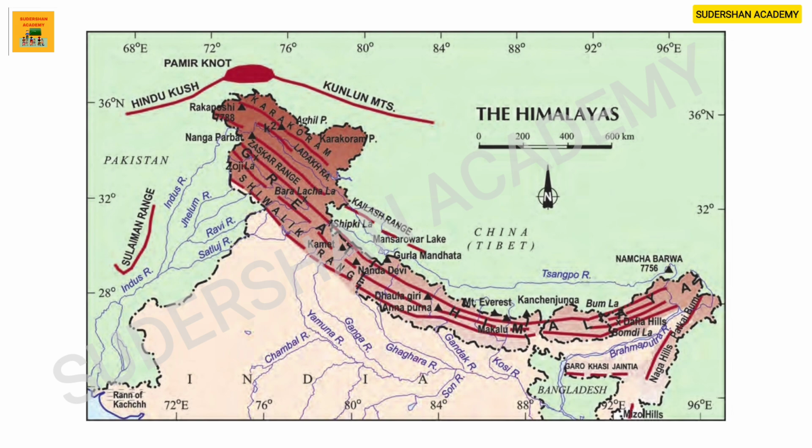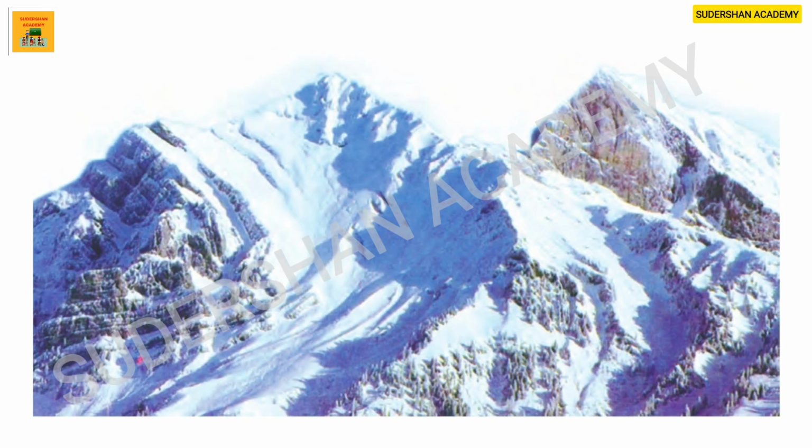The outermost range of the Himalayas is called the Shivaliks. They extend over a width of 10 to 50 km and have an altitude varying between 900 and 1,100 meters. These ranges are composed of unconsolidated sediments brought down by rivers from the main Himalayan ranges located farther north.